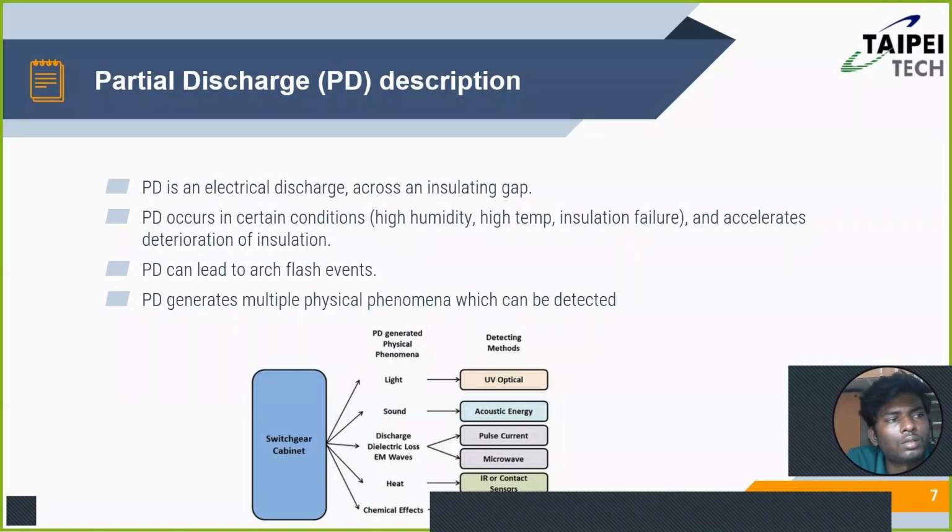Next, partial discharge description. So, what exactly is partial discharge? It's an electrical spark that occurs across gaps in insulation under high stress. These discharges are usually early signs of insulation breakdown and can eventually cause arc flash or full insulation failure. Detecting PD early is crucial for maintaining safety and reliability.